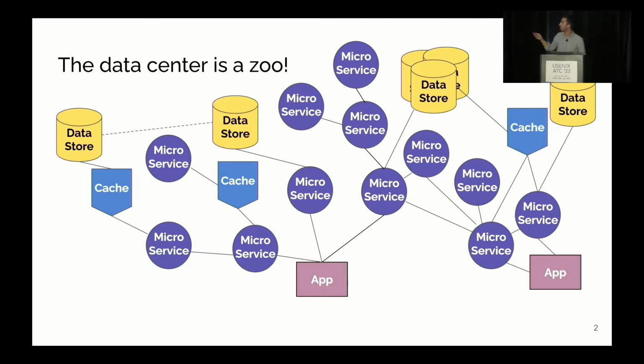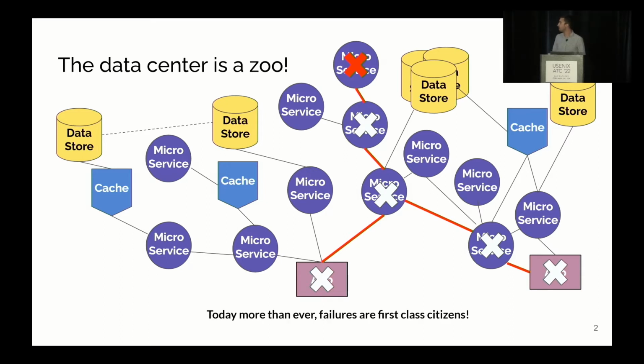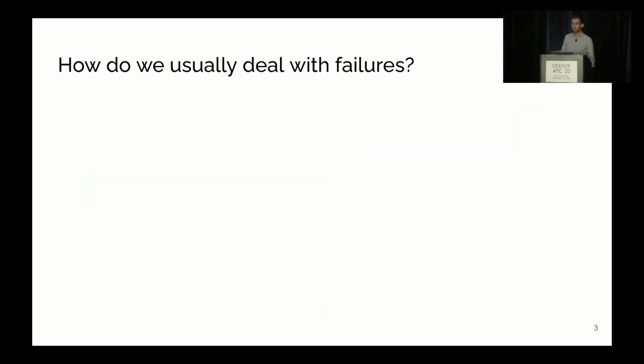But the problem with this architecture is that when you have a failure, like the one here on top, it actually propagates to many microservices and potentially many applications. That's the reason why today, maybe more than ever, failures truly are first-class citizens that you should try to deal with as fast as possible before they propagate too much. But failures are not a new thing, so how do we usually deal with them?